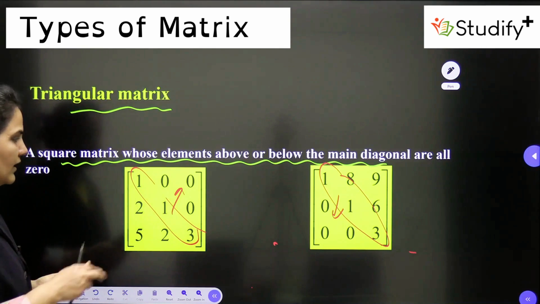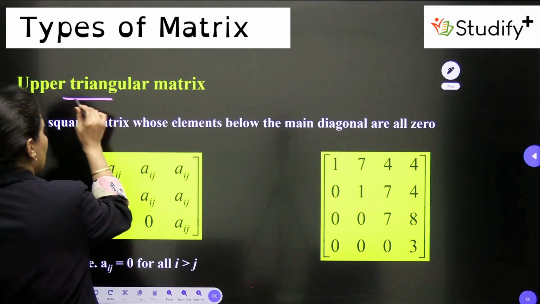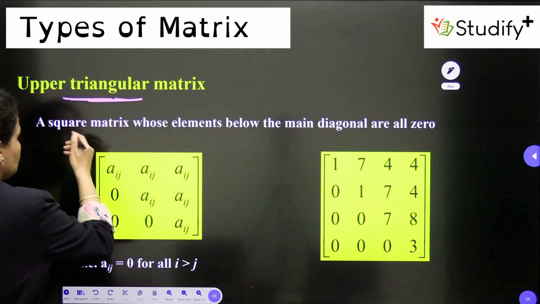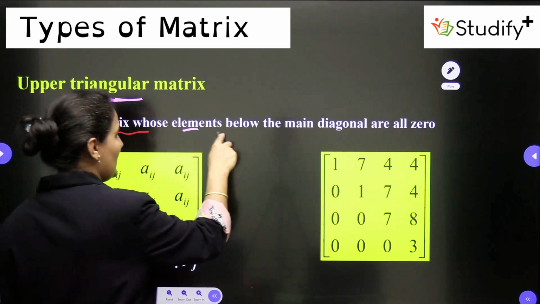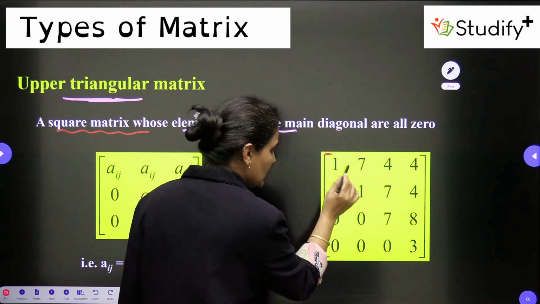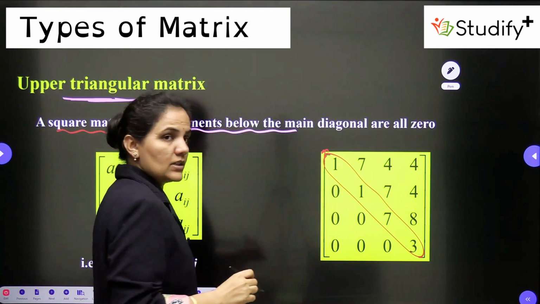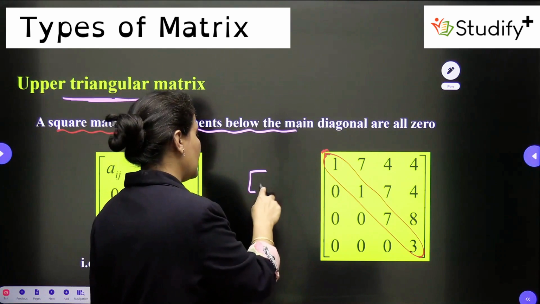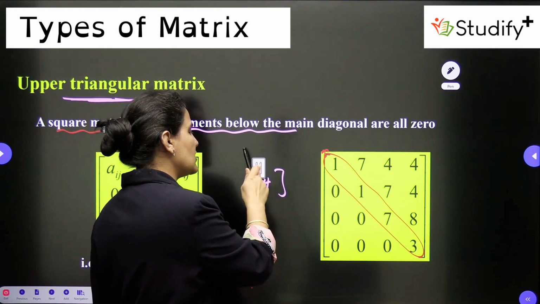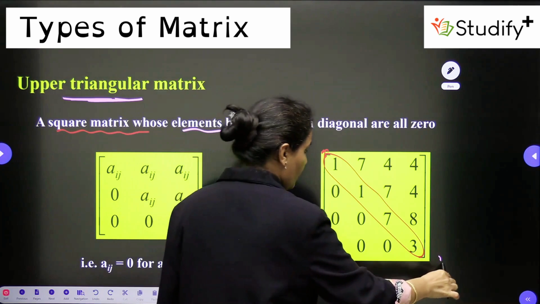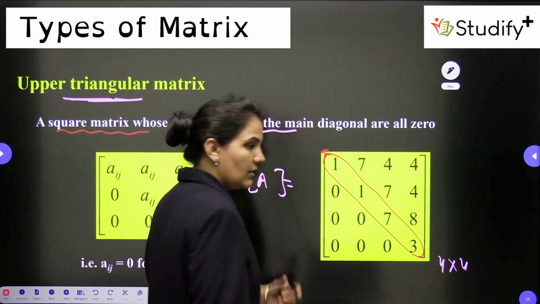Okay. So a square matrix whose elements above or below the main diagonal are all 0 is called triangular. Here we have two parts: upper triangular matrix and lower triangular matrix. A square matrix whose elements below the main diagonal are all 0. If I mark this as the principal diagonal, this is a square matrix, we can name it A. My dear students, here you can see we have 4 rows and 4 columns.